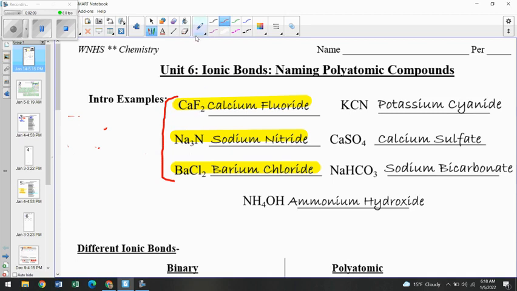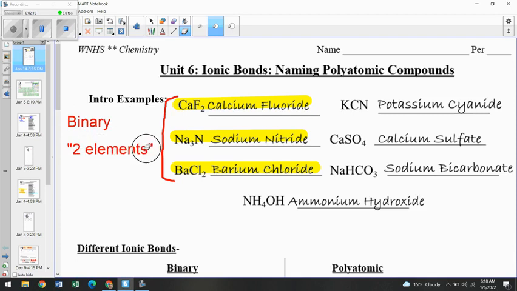So these three are binary. What does that mean, Mr. Pilcher? Well, if you think about what a bicycle is, that is something that has two cycles, two wheels. So binary compounds are compounds that only have two different elements total. That first one, you have just calcium and fluorine. Two elements total, and that's that. So binary compounds have their own naming system.